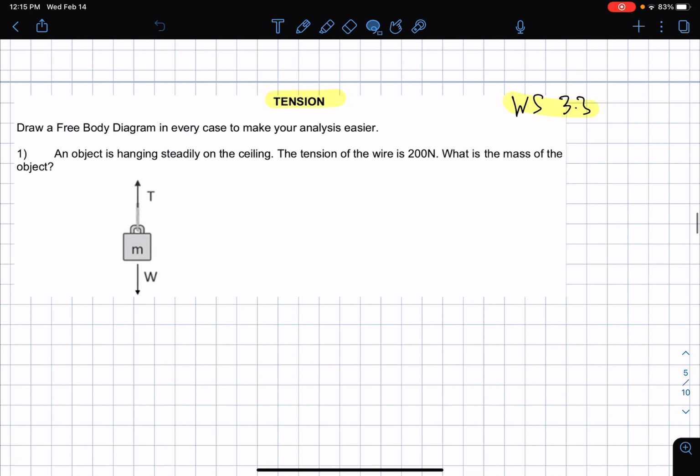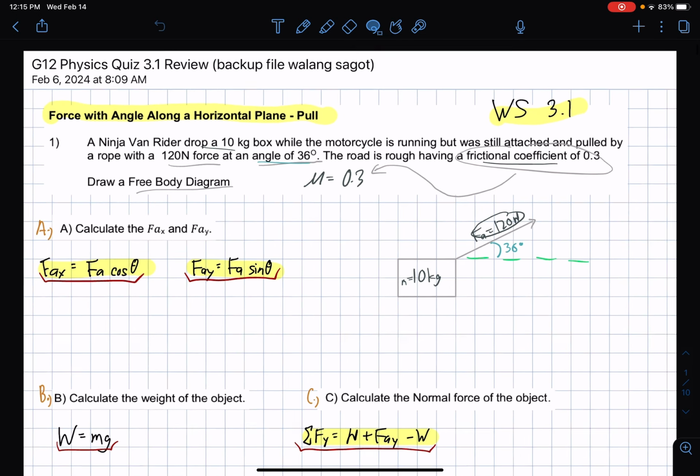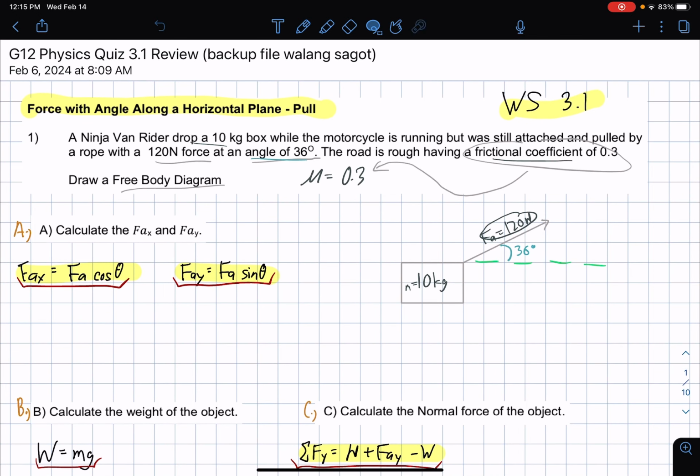So let's start first with number one. A Ninja Van rider, or basically a delivery rider, drops a 10-kilogram box while the motorcycle is running, but the box was still attached and pulled by a rope with 120 Newton force at an angle of 36 degrees. So how do we draw a free body diagram with respect to what was stated?